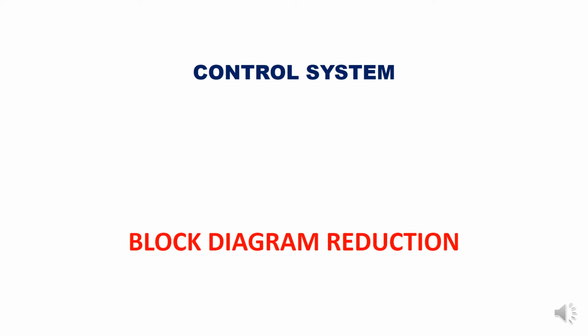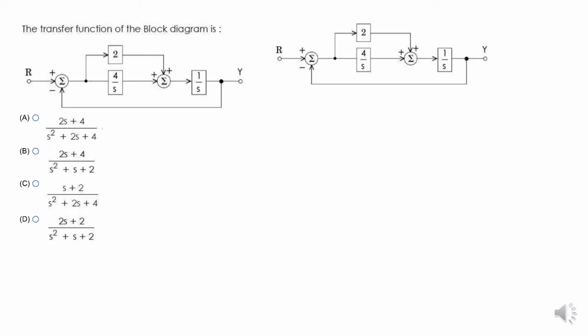In this video, I am going to explain a problem in control systems that comes under block diagram reduction. See the problem. The transfer function of the block diagram is given, and I am going to find it. First of all, I am going to draw the block diagram separately and then solve this problem. First convert this into a signal flow graph, then I am going to solve the problem.